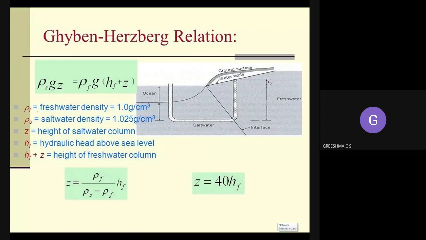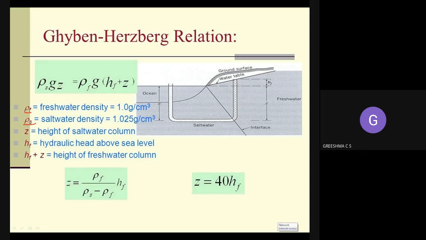And rho f is the density of the fresh water, that is 1 gram per centimeter cube, in CGS units. And rho s is the density of the salt water, that is 1.025 gram per centimeter cube.